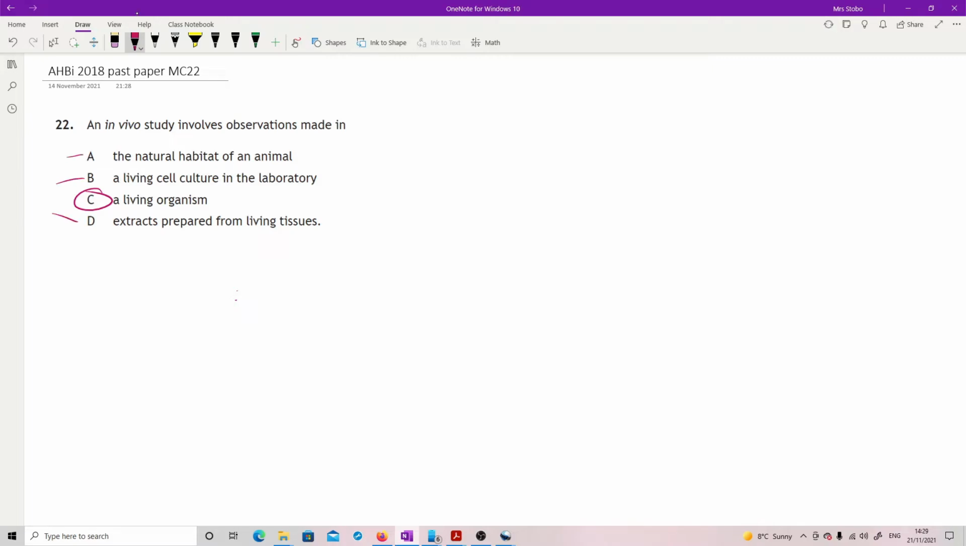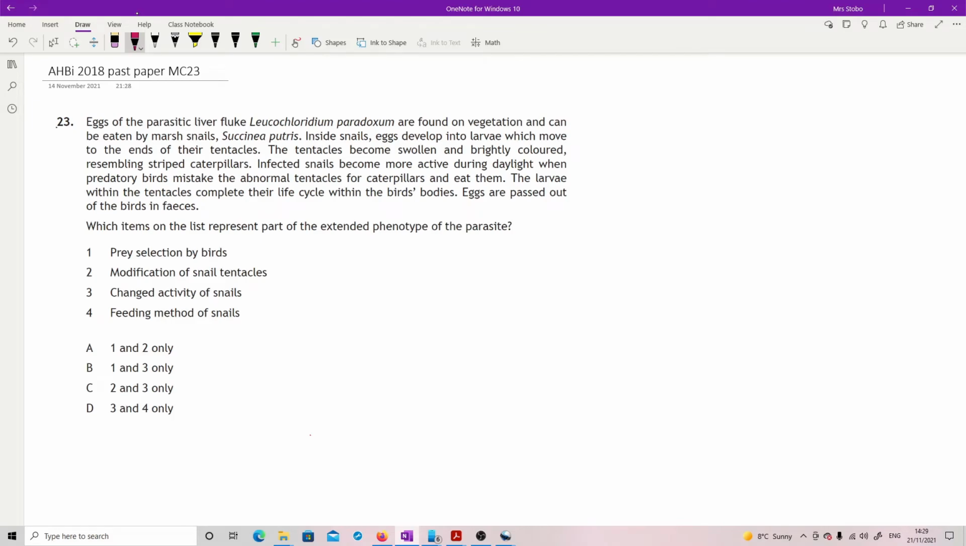And this might be part of it. It might be part of the natural habitat of an animal. But living organism is all we're looking for in vivo. Okay, eggs of the parasitic liver fluke.